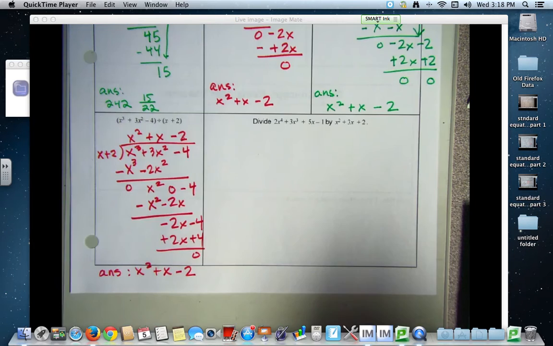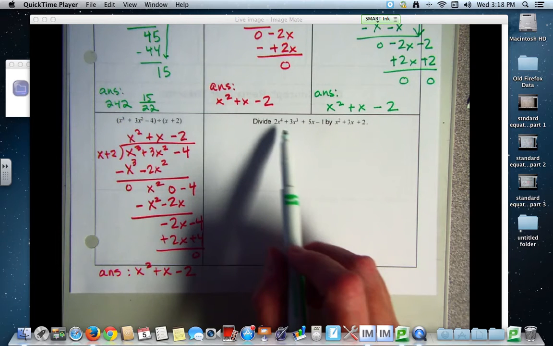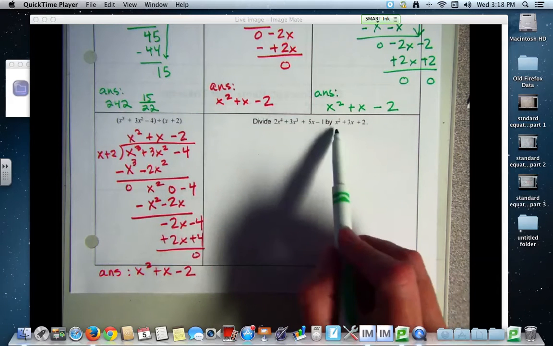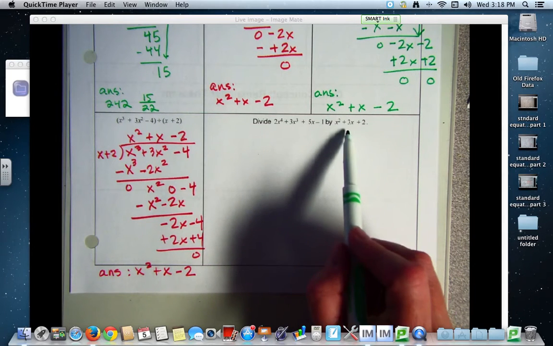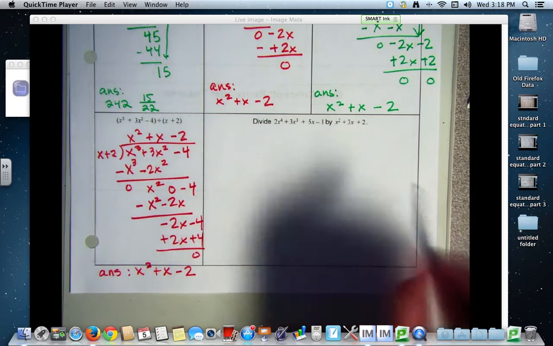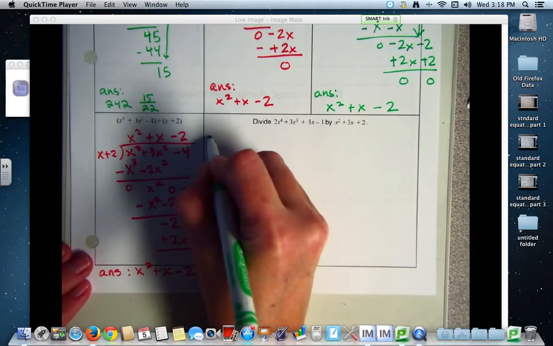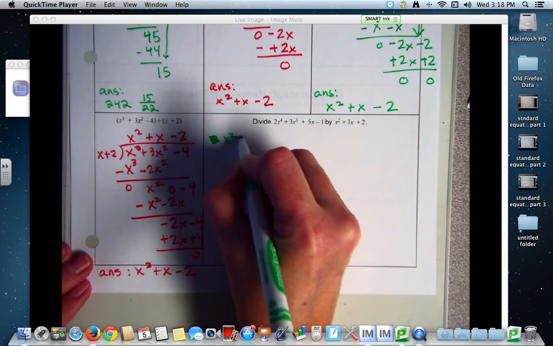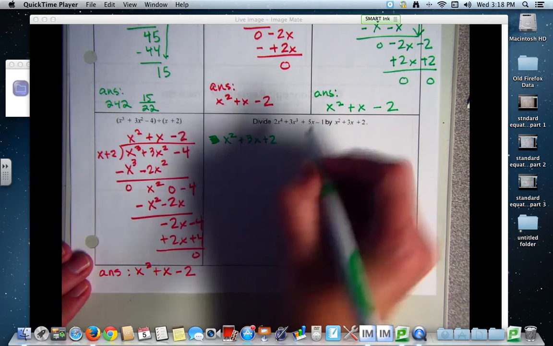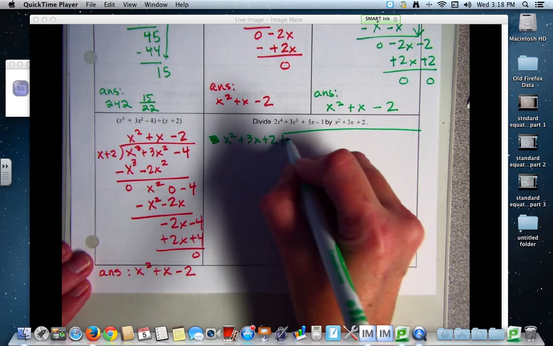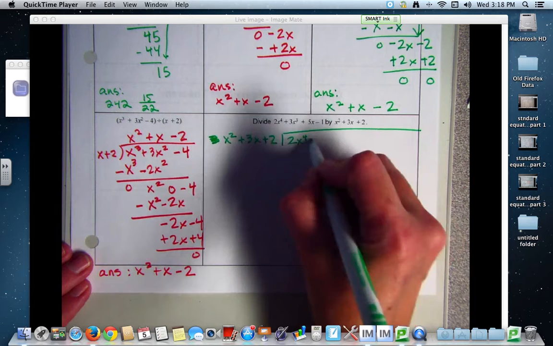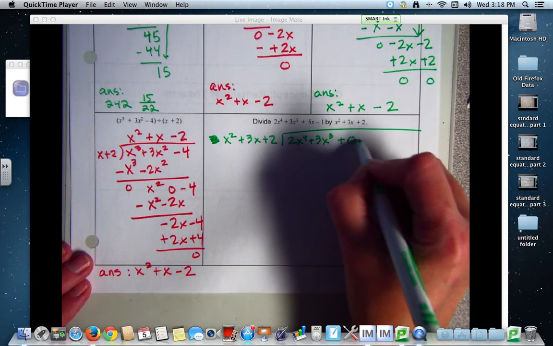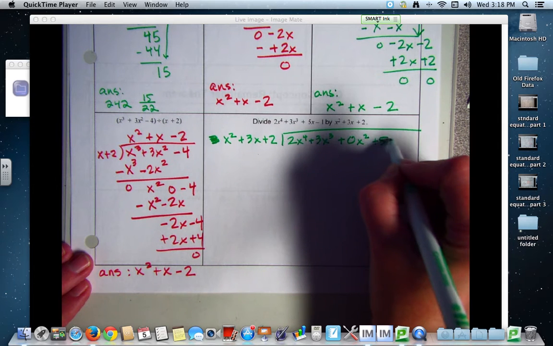Now we have 2x to the 4th plus 3x cubed plus 5x minus 1. We need to divide it by x squared plus 3x plus 2. So I have x squared plus 3x plus 2 into 2x to the 4th, 3x cubed. I don't have an x squared term, so I'm going to put in 0, x squared plus 5x minus 1.